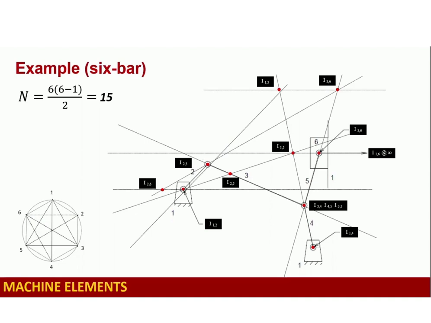And then you can also find another one if you connect 4, 5. With the same process, you can also find 2, 4. So these are our 15 instantaneous centers for this configuration that you can see in this particular example.